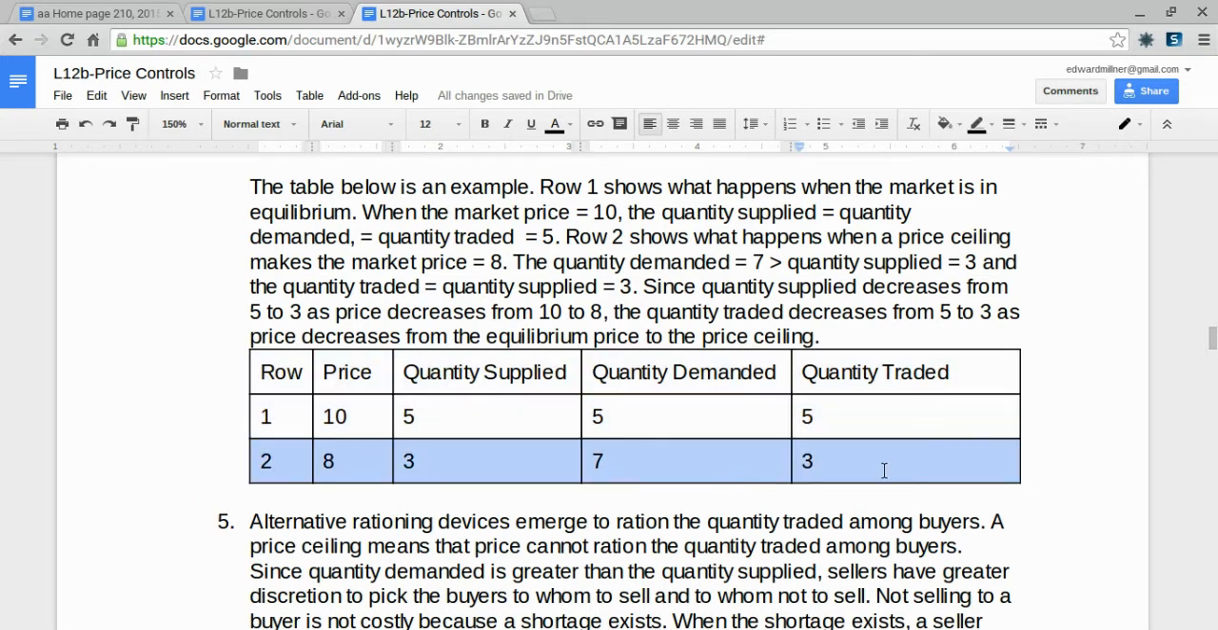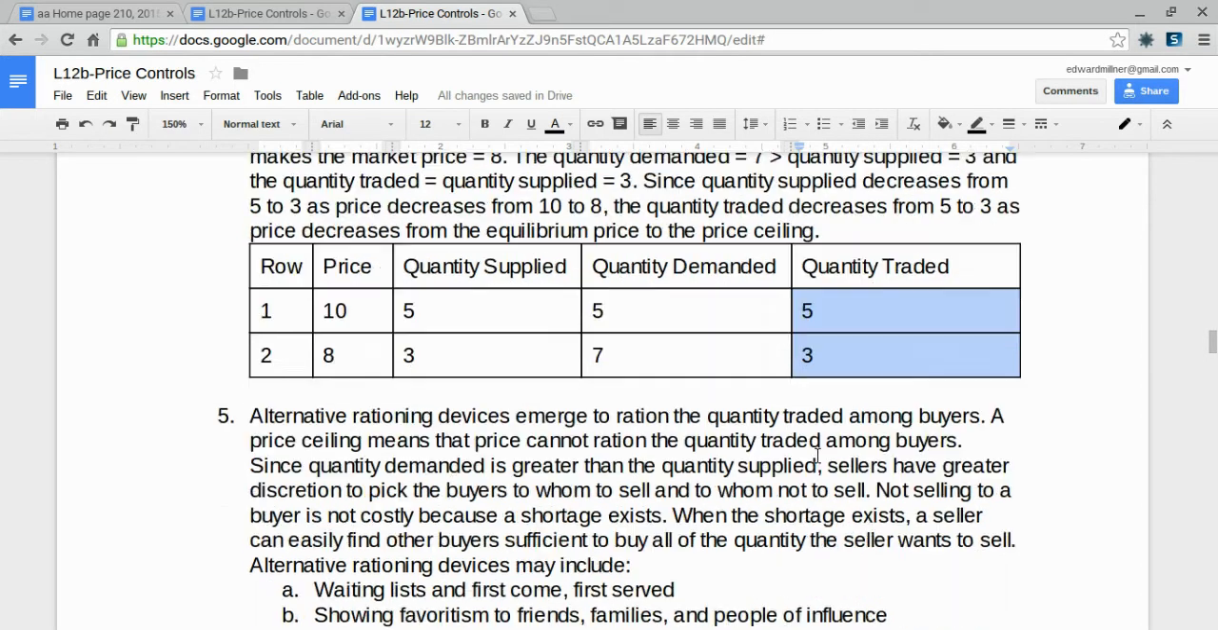Row 2 shows what happens when a price ceiling makes the market price equal to 8. In this case, the quantity demanded is 7. It is greater than the quantity supplied, and the quantity traded equals the lower of those values, which is 3, the quantity supplied. Since the quantity supplied decreases as price decreases from 10 to 8, the quantity traded also decreases as price decreases from the equilibrium price to the price ceiling.